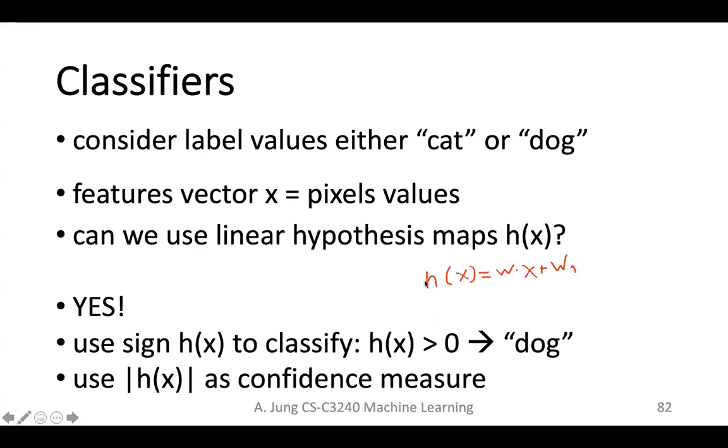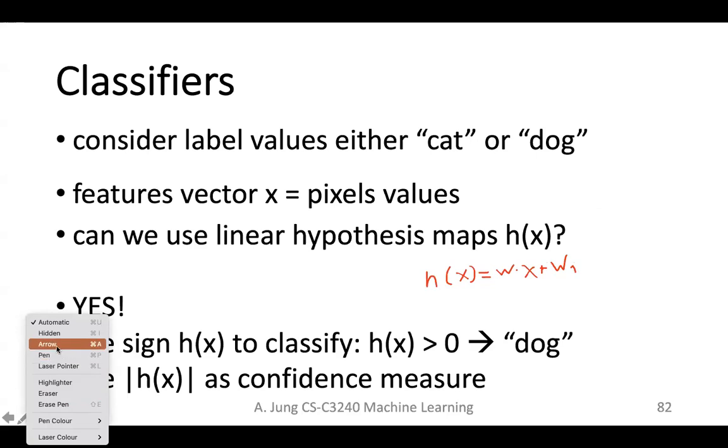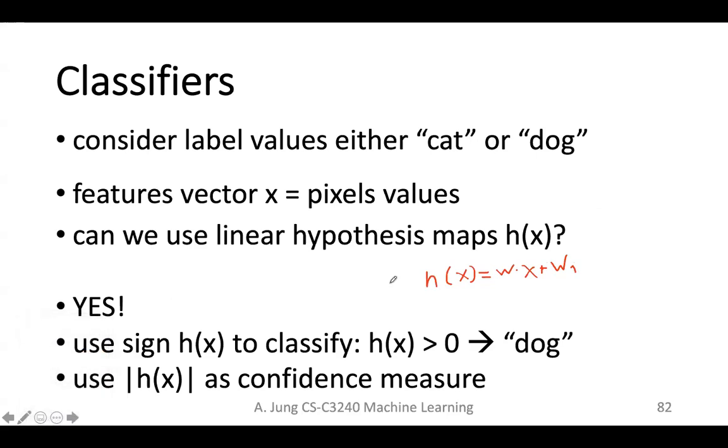You can always say, okay, if the value of the hypothesis map is larger than 0, you classify the image as dog. And if it's smaller or equal to 0, then you classify it as cat. So you can always easily threshold a real number. Let's say this would be a real number, this predicted value, the predictor value. You can always threshold it and get a predicted label.